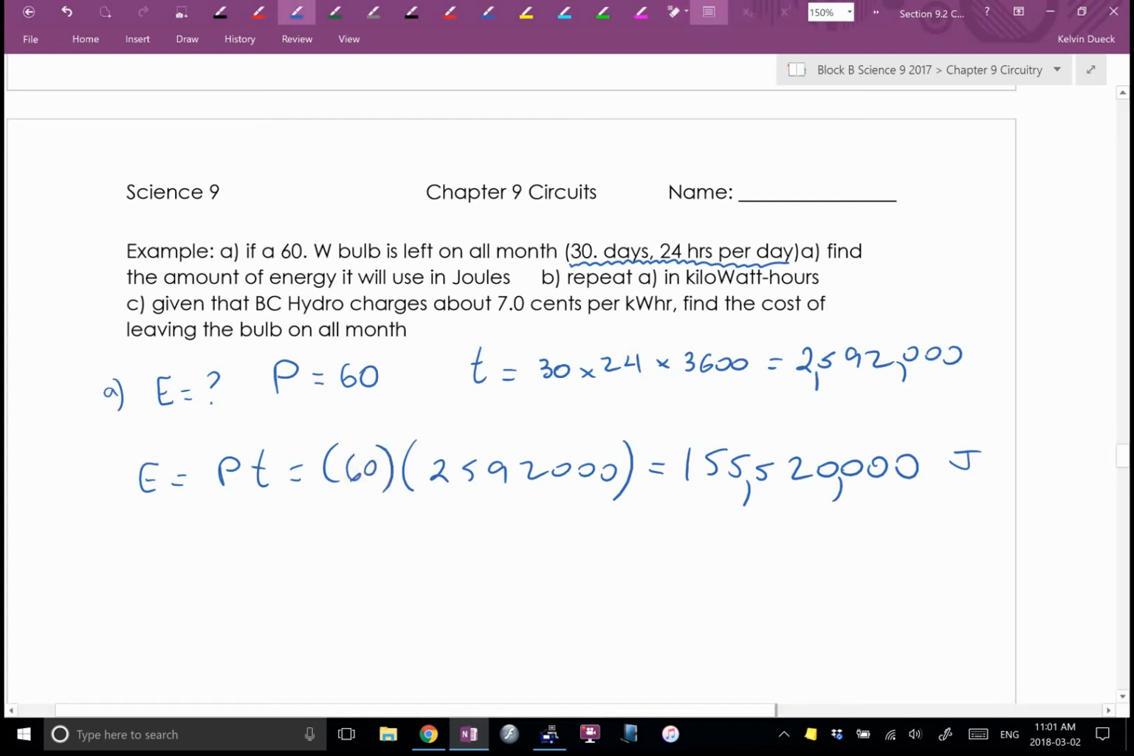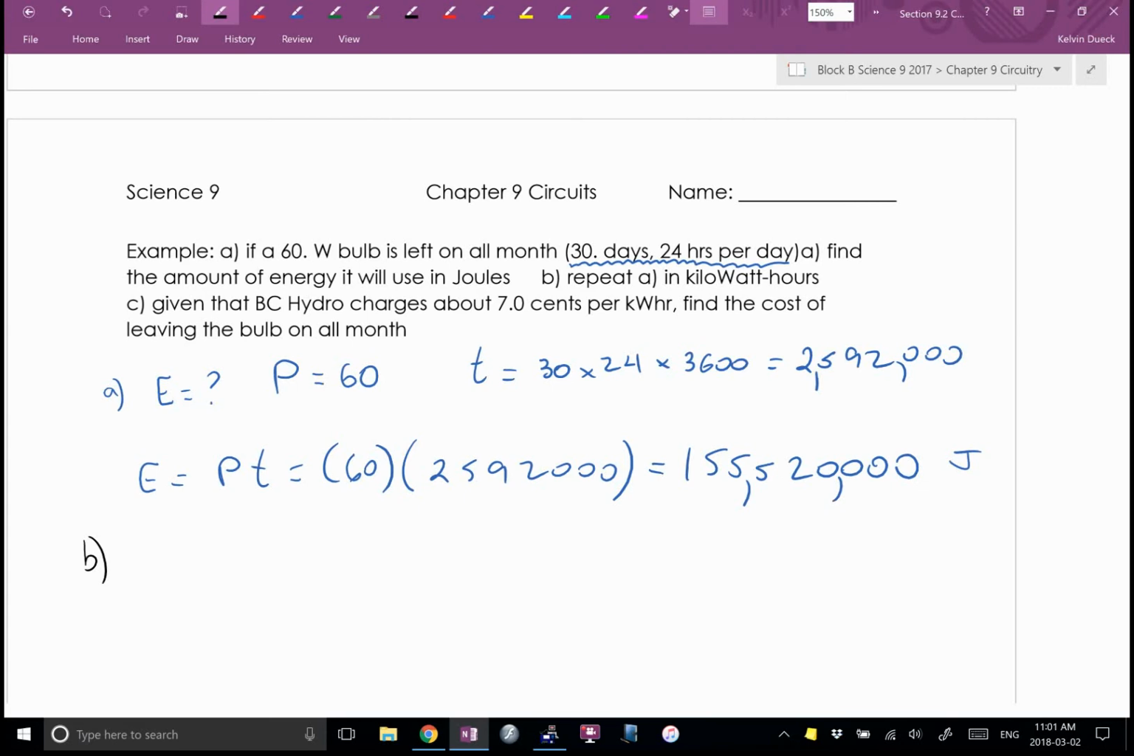Okay. Brianna, what's B want me to do? Keep reading. Oh, so let's take our answer from A. That's why it says repeat A. So repeat our answer from A in kilowatt hours.